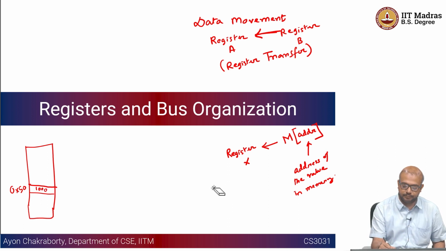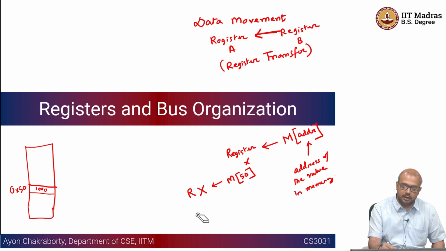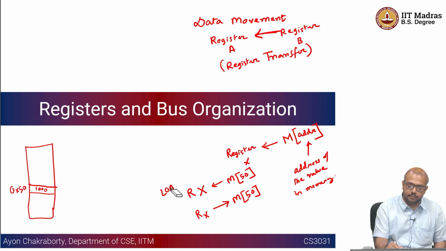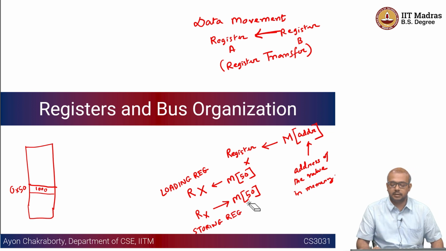So suppose I do Rx, with register X referred to as Rx, memory 50. This means that whatever is the value in memory location hexadecimal 50 is going to be loaded to register X. You can also do it the other way around. Whatever is the content of Rx is going to be written to this memory location. So this is loading the register, and this is storing the register. You want to store the value contained by a register to a certain memory location. So these three operations are extremely important.